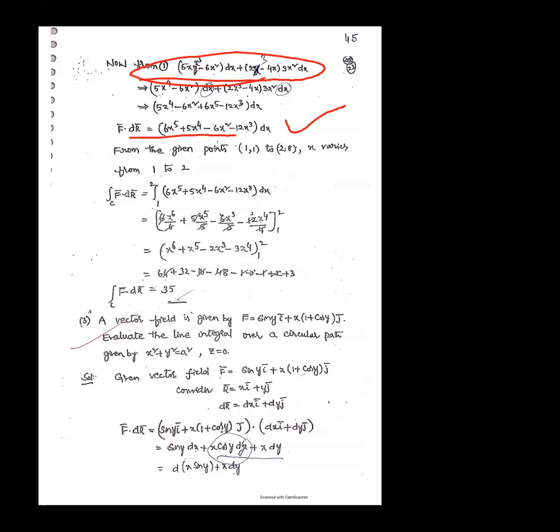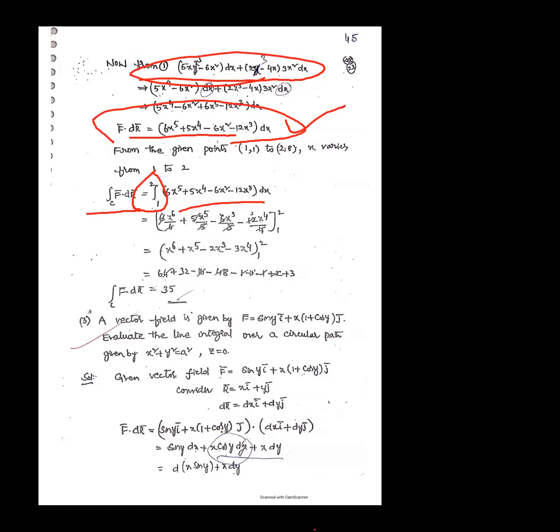Observe that the two points given are (1, 1) and (2, 8). So for the total function of F bar dot dr bar in x terms, we take the x values: at the first point x equals 1, at the second point x equals 2. So the limits of the given function are 1 to 2. Now we calculate the line integral of F bar dot dr bar from 1 to 2.